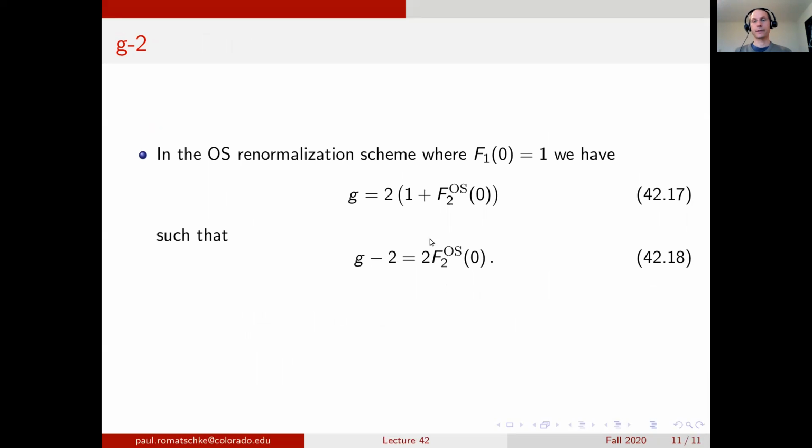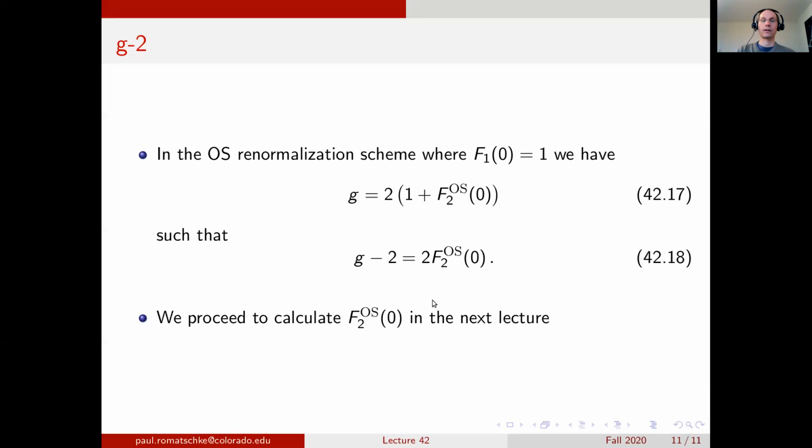So long story short, if we want to calculate the corrections of G with respect to the classical result 2, so we want to calculate G minus 2, all we have to do is evaluate the form factor F2 from the electron-photon vertex in the on-shell renormalization scheme, evaluate it at Q is 0 and multiply by 2. That will give us G minus 2. The calculation of the form factor F2 is something we will discuss in the next lectures. And that completes the current lecture.